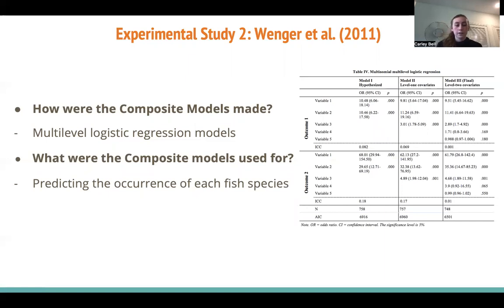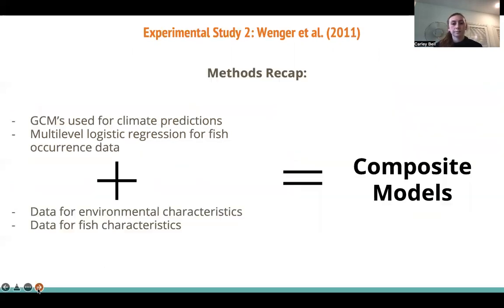Because like I said, we are predicting into the future. And so being as accurate as possible is definitely a goal of all these scientists. And what were the composite models used for? The same thing as fish viz, the same thing we've been studying: predicting the occurrence of the fish species over time based on the climate change.